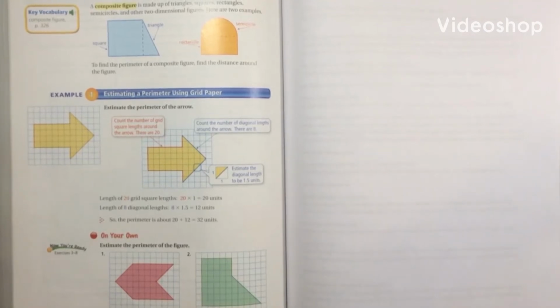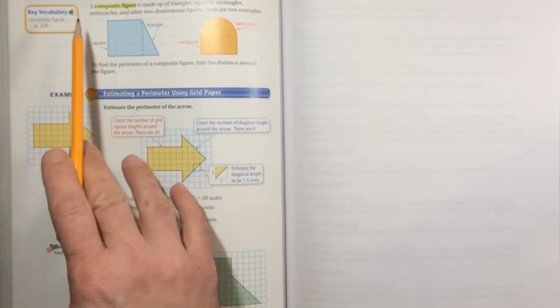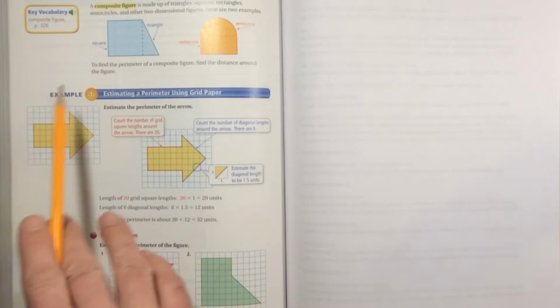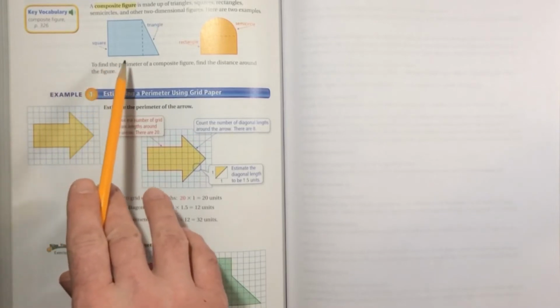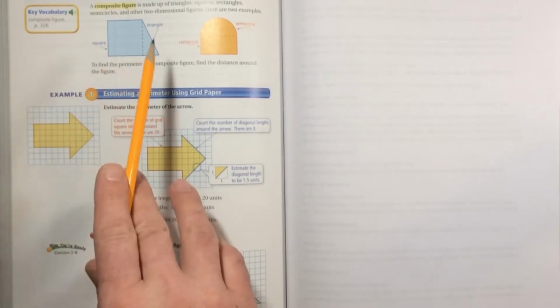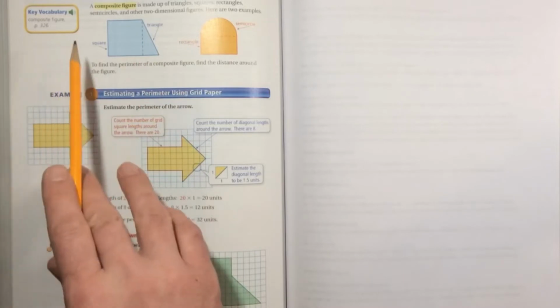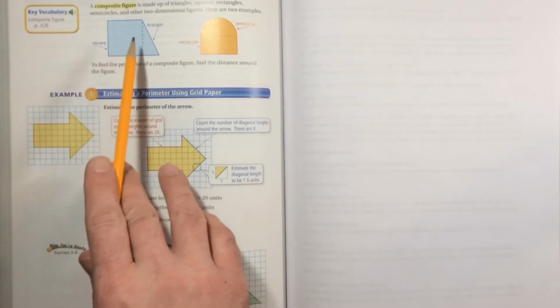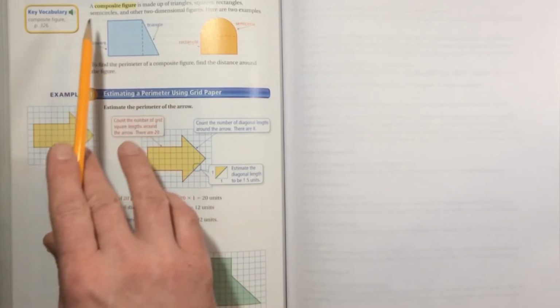Okay, this is lesson 8.2. If you've got your textbook, we're on page 326, and we're talking about composite figures. Composite figures are figures that are made up of triangles, squares, rectangles, semicircles, any other two-dimensional figures, and they're just kind of put together.